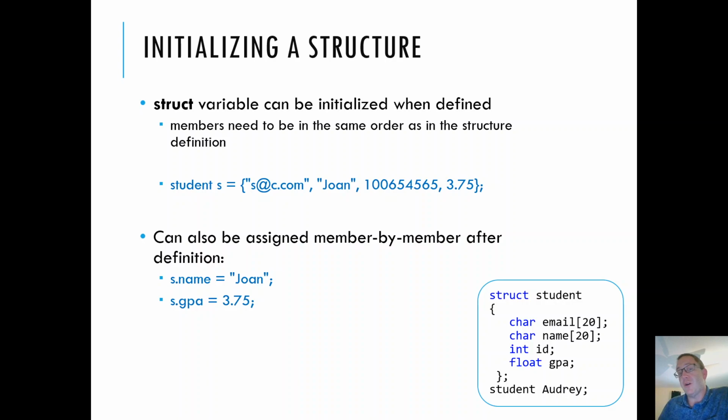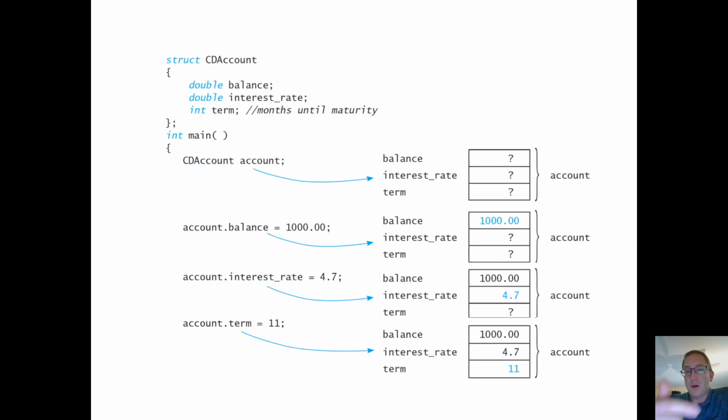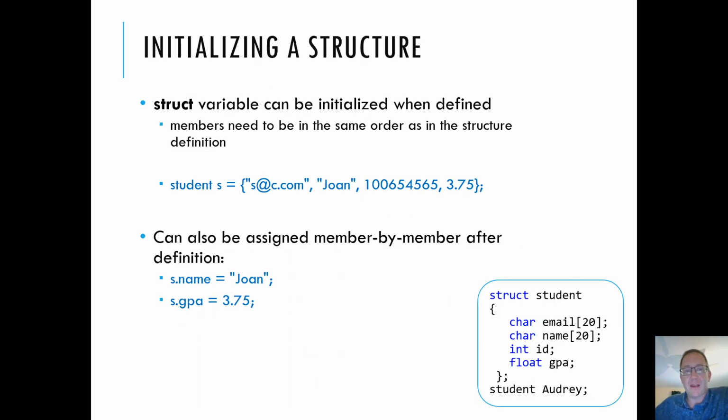Now, if I don't want to initialize my structure this way, one after the other, I can do it like this. When I make a new student S, I can put in all the various fields that I'm going to use, the email address, the name, the ID, and the GPA. 1, 2, 3, 4 different fields in curly braces, and that will initialize what S is to be s@c.com, Joan, and whatever these numbers are.